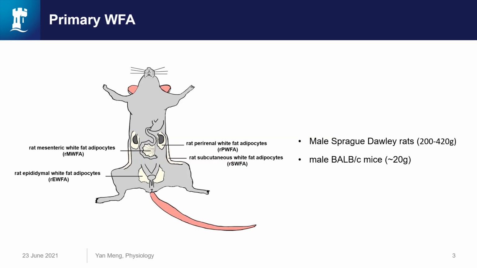Both primary WFA and 3T3-L1 cells were used for this study. For primary WFA, male SD rats of weight 200 to 420 grams were used to isolate epididymal, mesenteric, pararenal, and subcutaneous WFA. The locations of these fat depots are shown in the figure. Also, subcutaneous WFA were isolated from male BALB/c mice of weight around 20 grams.